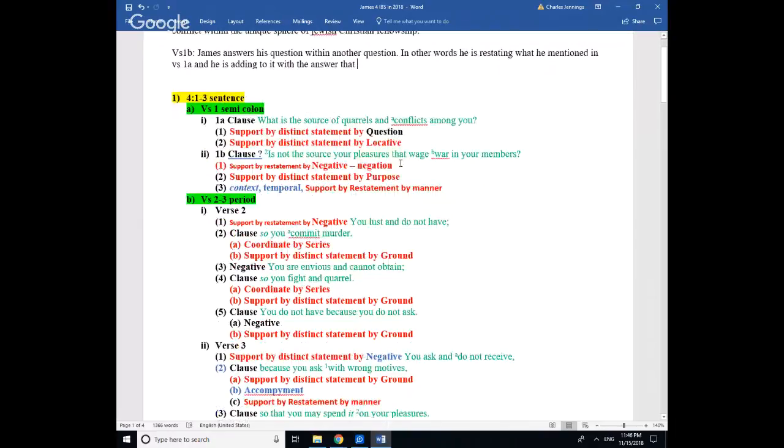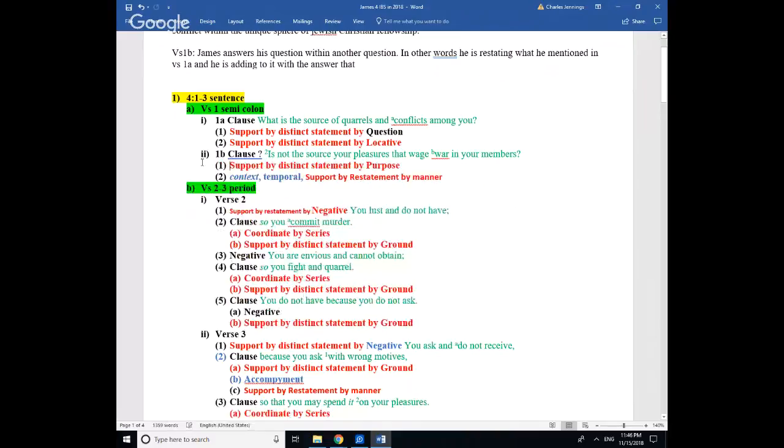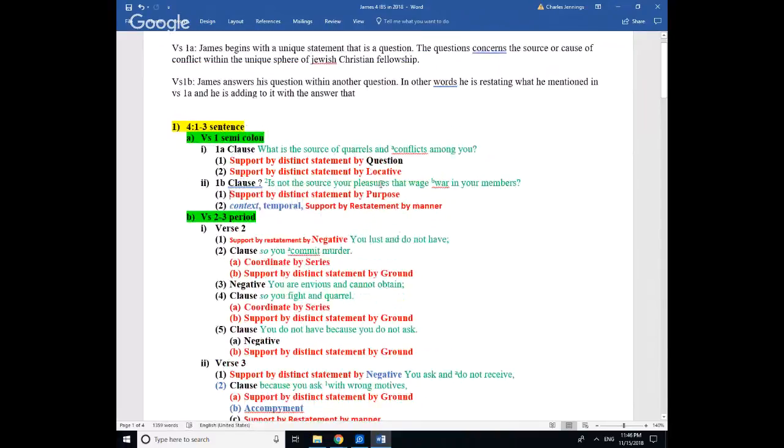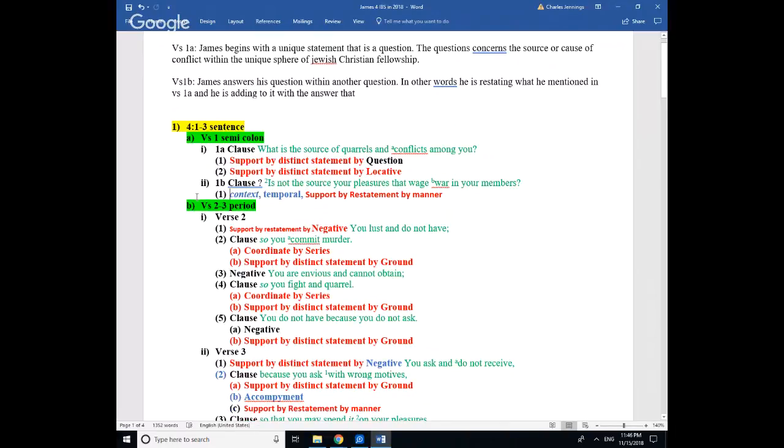Support by statement by negative. I don't think this is an example of actual negative positive. Okay, so we're just going to get rid of that one. Support by distinct statement of purpose. So he's talking about the source of your pleasures, that may be related to purpose, that wage war in your members. Tension of war in the members, but a result. But I don't really think either one of those is very strong. So let's get rid of that one. See what's happening? When you do this, you're limiting down the possibilities.